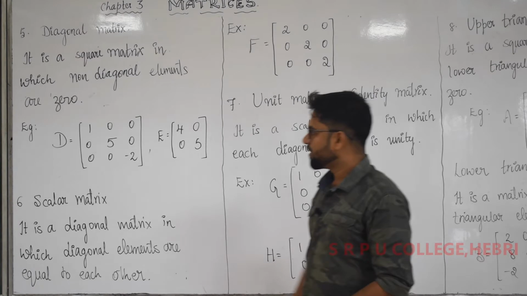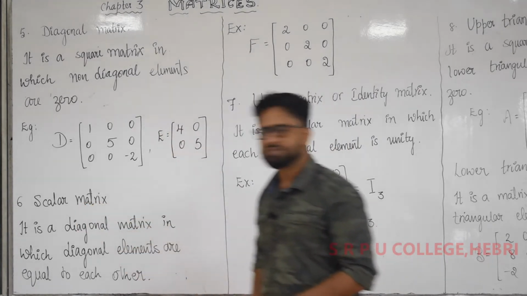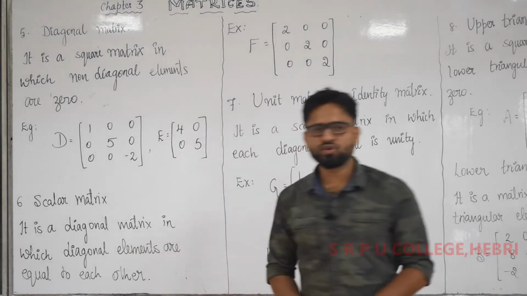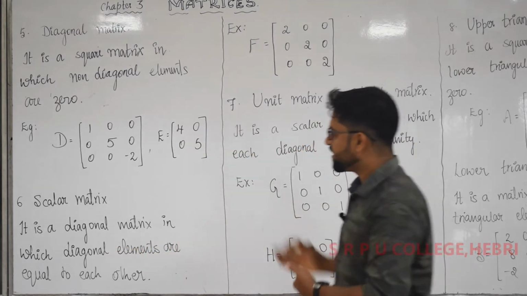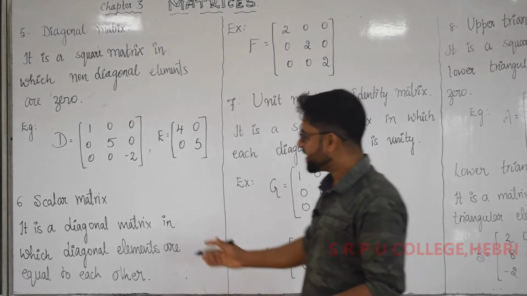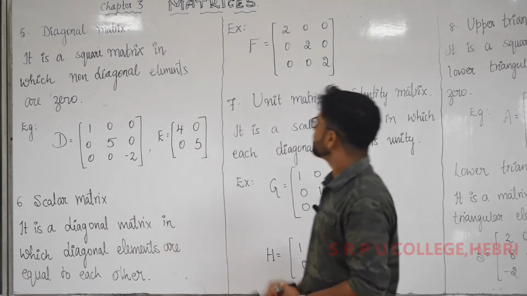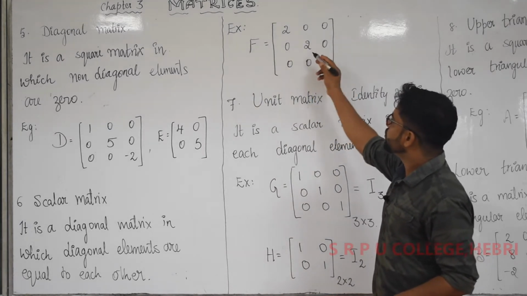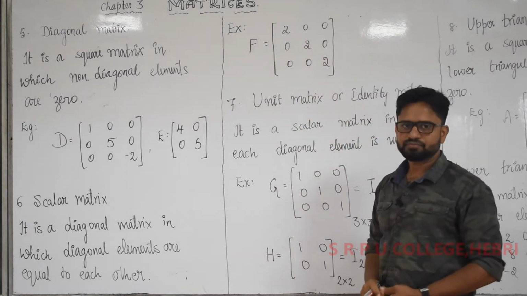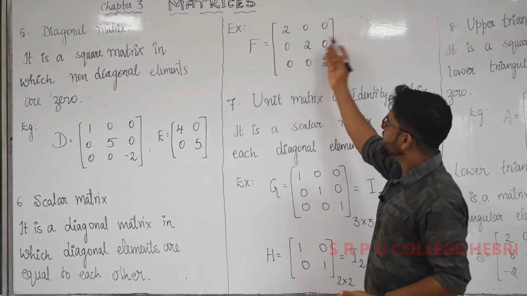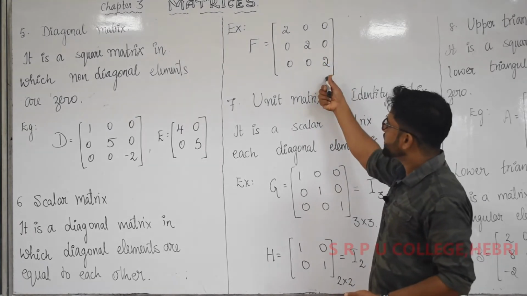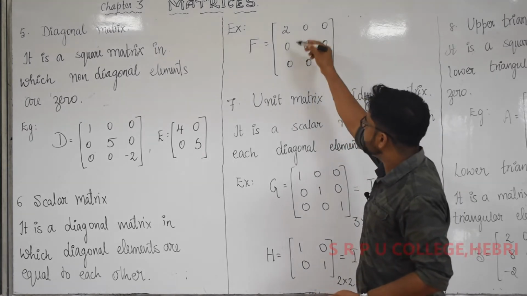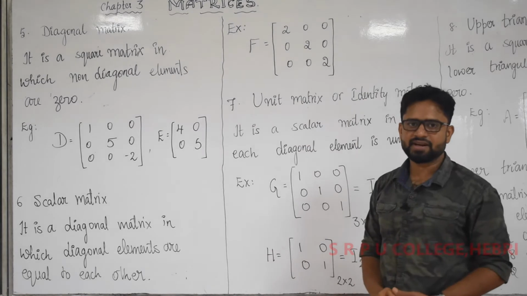Okay. And one more type is scalar matrix. It is a diagonal matrix in which diagonal elements are equal to each other. If all the diagonal entries are equal to each other, such a matrix is called scalar matrix. Okay. So for example, F is equal to first row 2, 0, 0, 0, 2, 0, 0, 0, 2. All non-diagonal entries are 0 and it is a square matrix, therefore this is a diagonal matrix. Because all diagonal entries are equal, hence it is a scalar matrix.